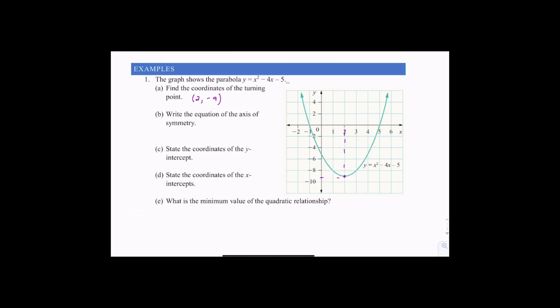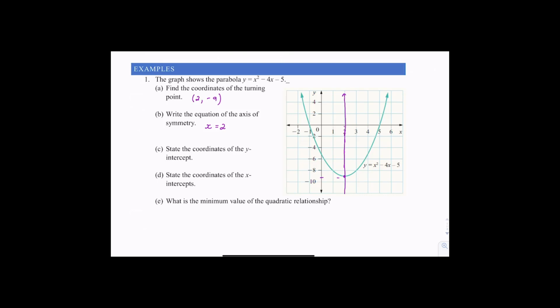What is the equation of the axis of symmetry? Well, here is my axis of symmetry. It's the line that cuts my parabola in half, and it actually goes through your vertex. So it's going through the point 2, and the value is x equals 2. So the equation of the line is x equals 2. That is the equation of my axis of symmetry.